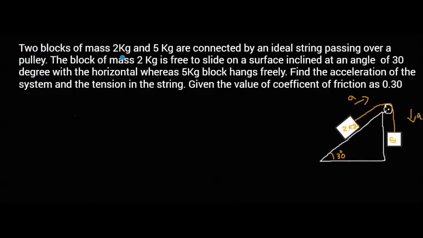Two blocks of mass 2 kg and 5 kg are connected by an ideal string passing over a pulley. The block of mass 2 kg is free to slide on a surface inclined at an angle of 30 degrees with the horizontal, whereas the 5 kg block hangs freely. Find the acceleration of the system and the tension in the string, given the coefficient of friction as 0.30. Right.